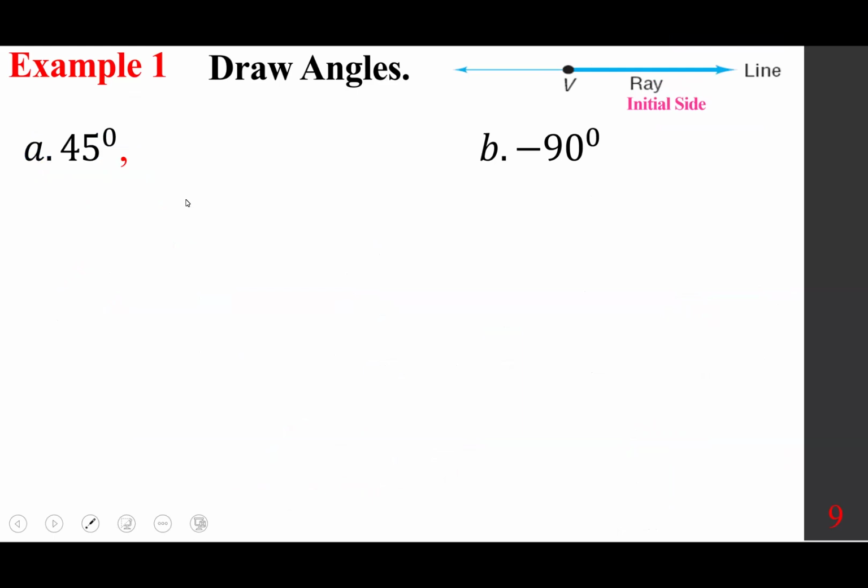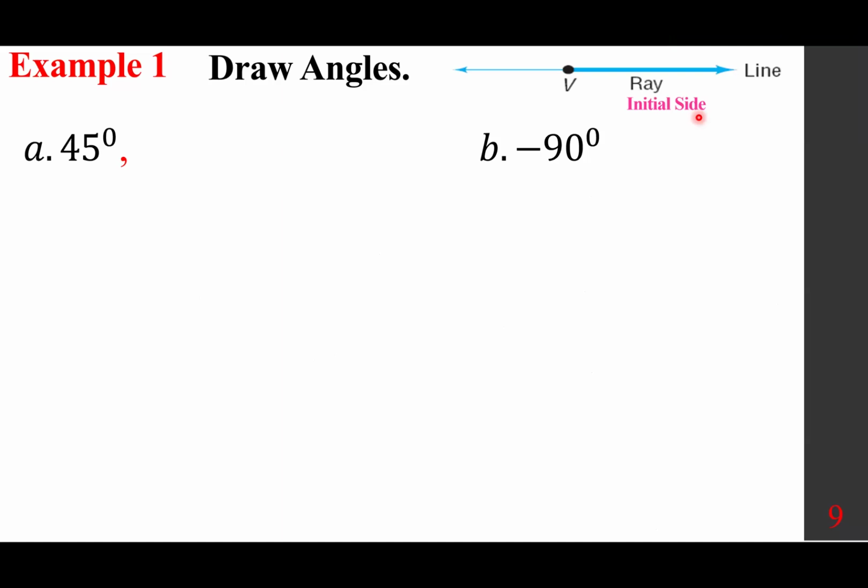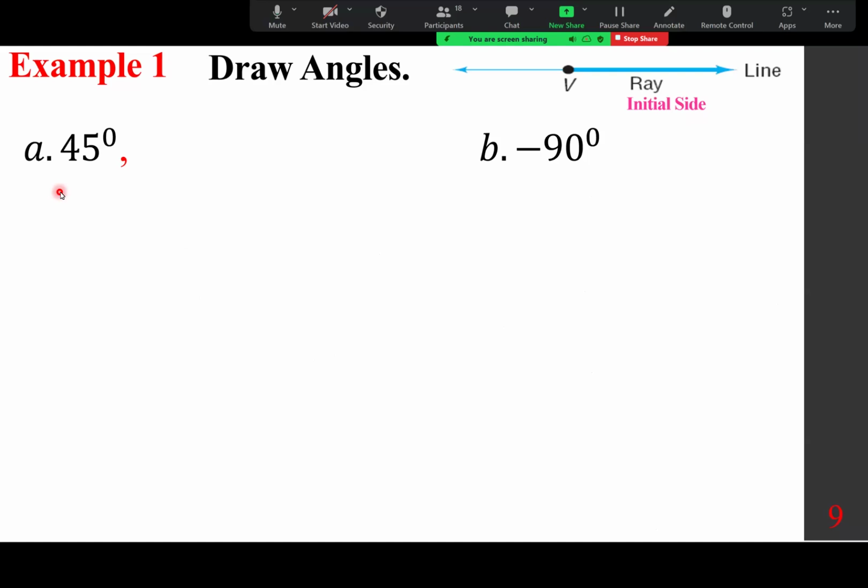All right, we want to draw angles, and remember the initial side is along the positive x-axis, so 45 degrees along the x-axis, and you go counterclockwise 45 degrees. That would be the terminal side. Very straightforward. So we start from this one and we go that way.